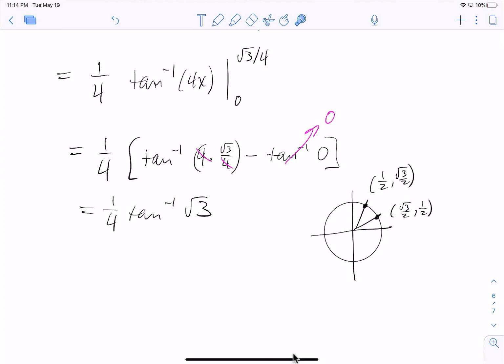And I know that the tangent function is represented as the sine over the cosine. If I'm thinking about pi over 6, sine over cosine is going to put a square root of 3 in a denominator. If I'm thinking about pi over 3, sine over cosine is going to put the square root of 3 in a numerator. Therefore, the answer is going to be 1/4 of pi over 3, and so pi over 12.